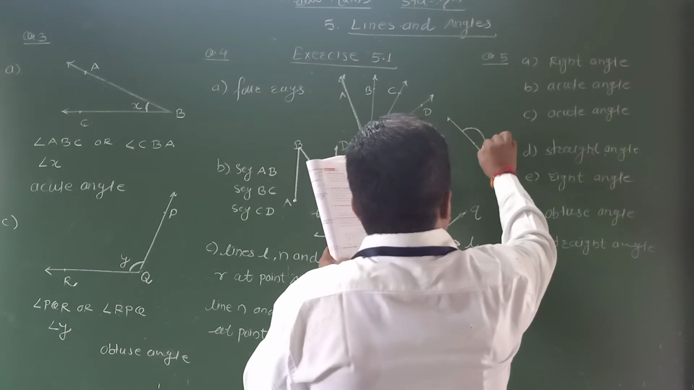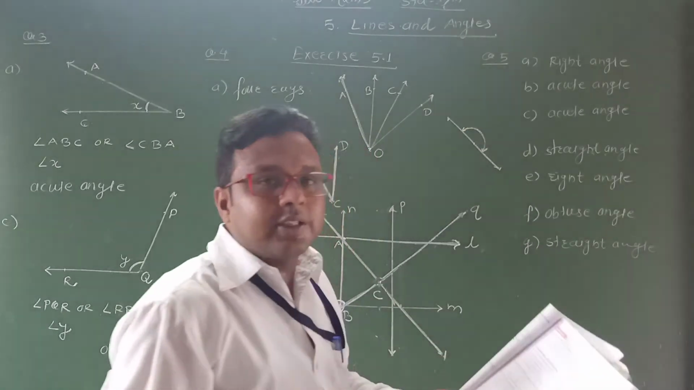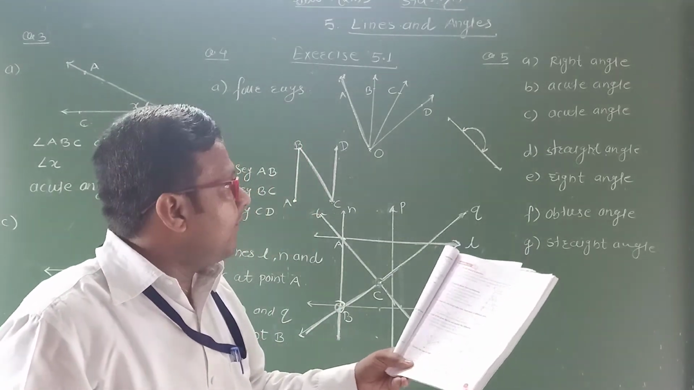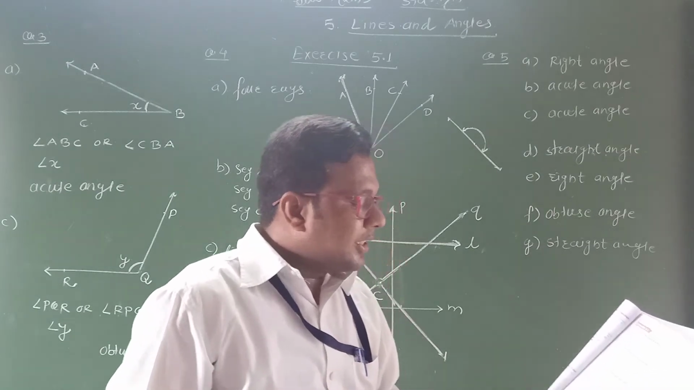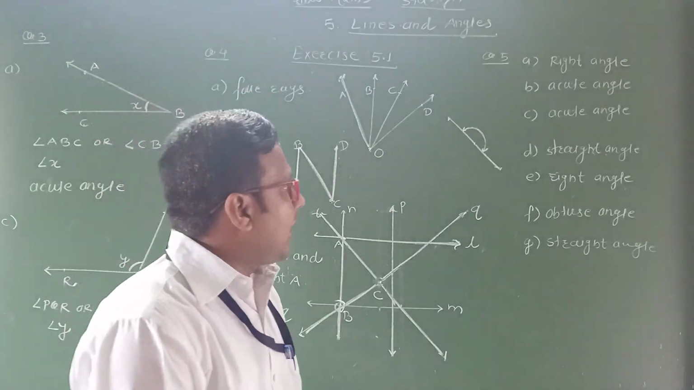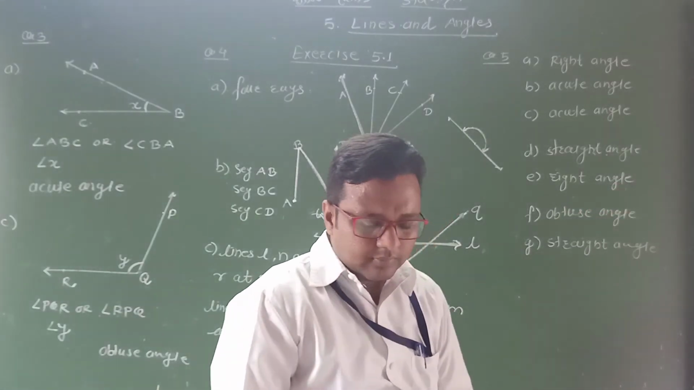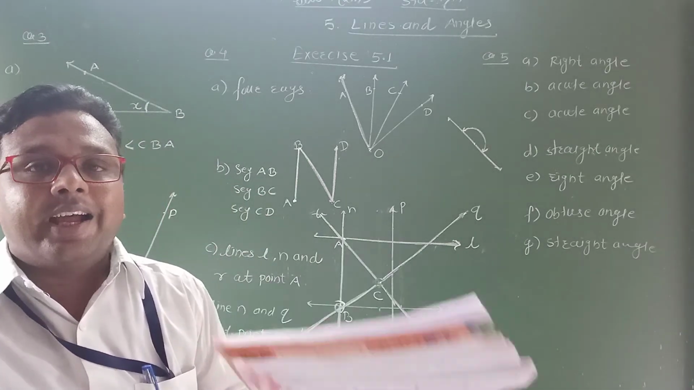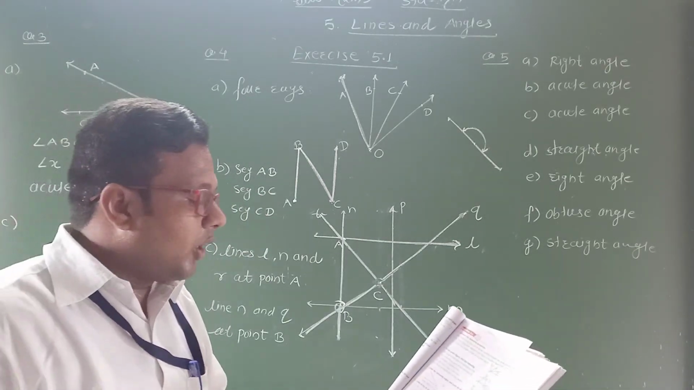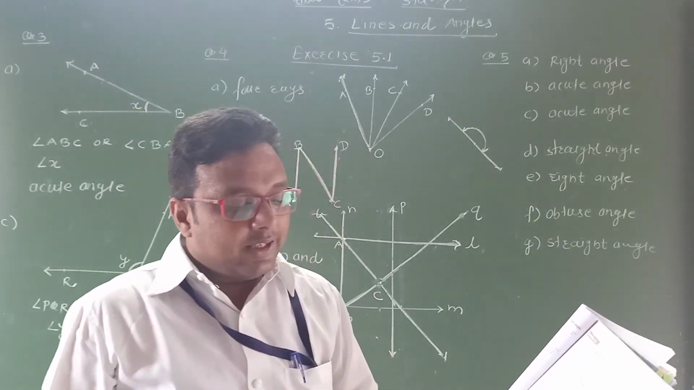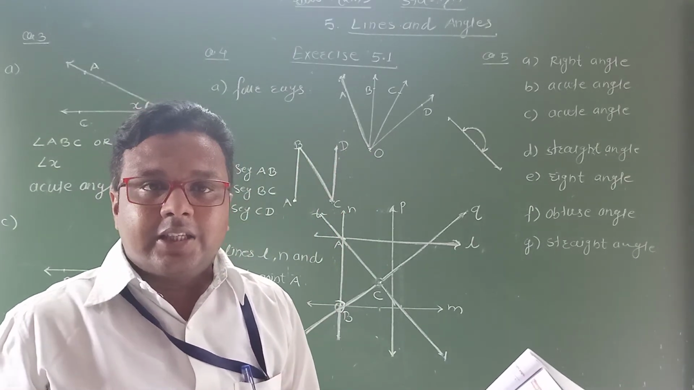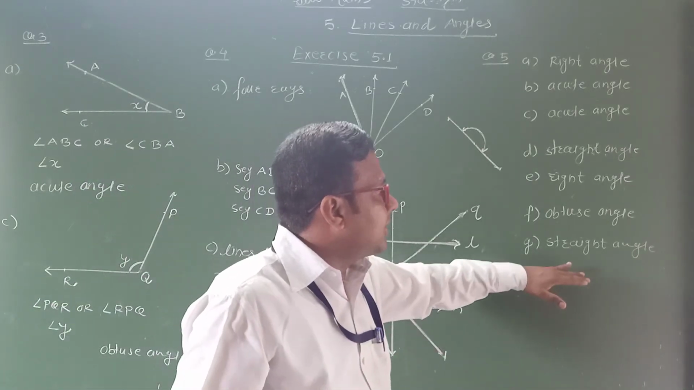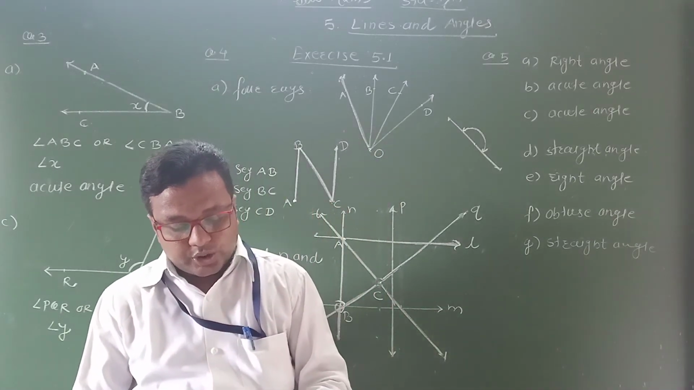Example D, the angle is given like that. This is the straight angle. The measure of this angle is equal to what? 180 degrees. The type of this angle is the straight angle. Then example E, again a 90 degree angle is given. Therefore the type of angle is right angle. In figure F, the measure of the angle is greater than 90 degrees. The type of angle is obtuse angle. Then in figure G, again a straight angle is given. The measure of this angle is 180 degrees. Therefore the type of this angle is straight angle. In this way you have to complete question number 5.